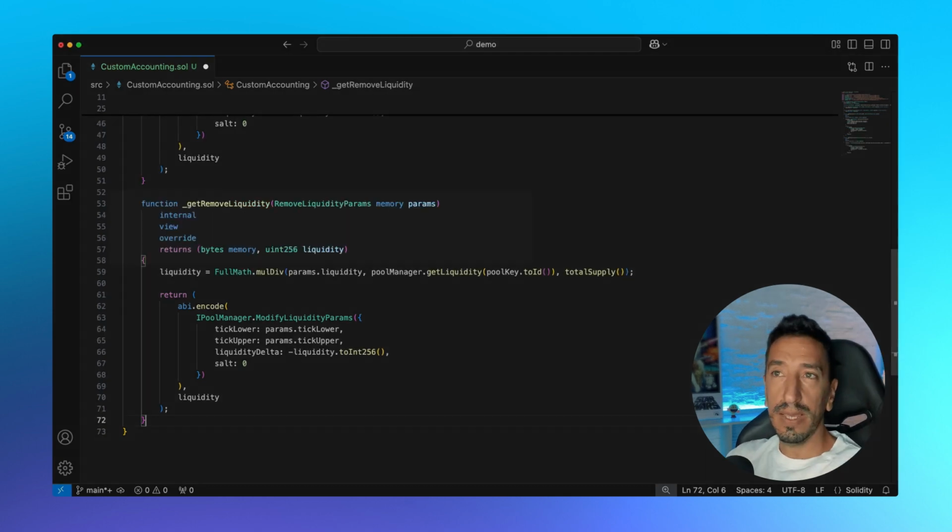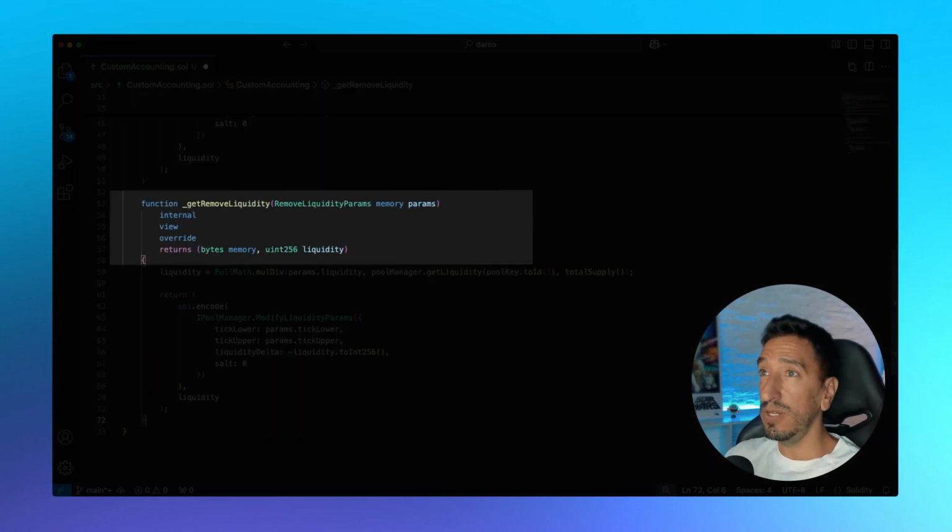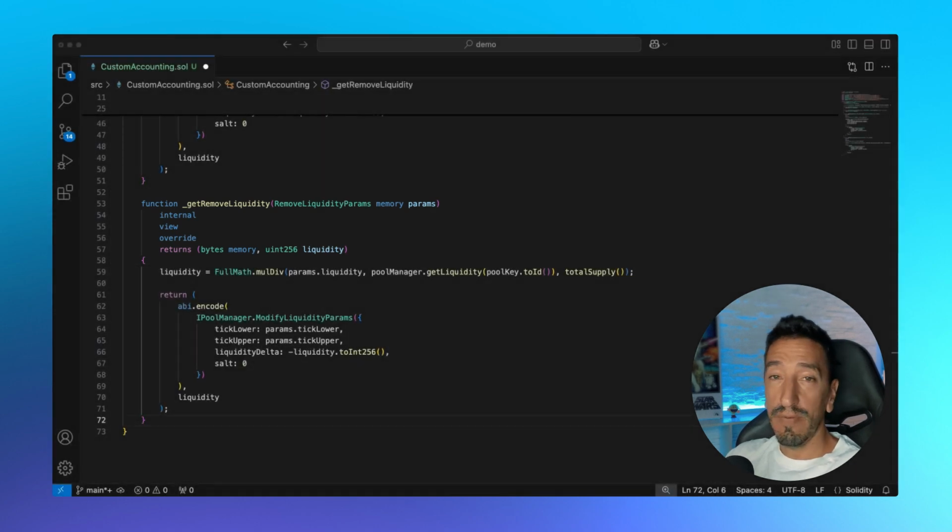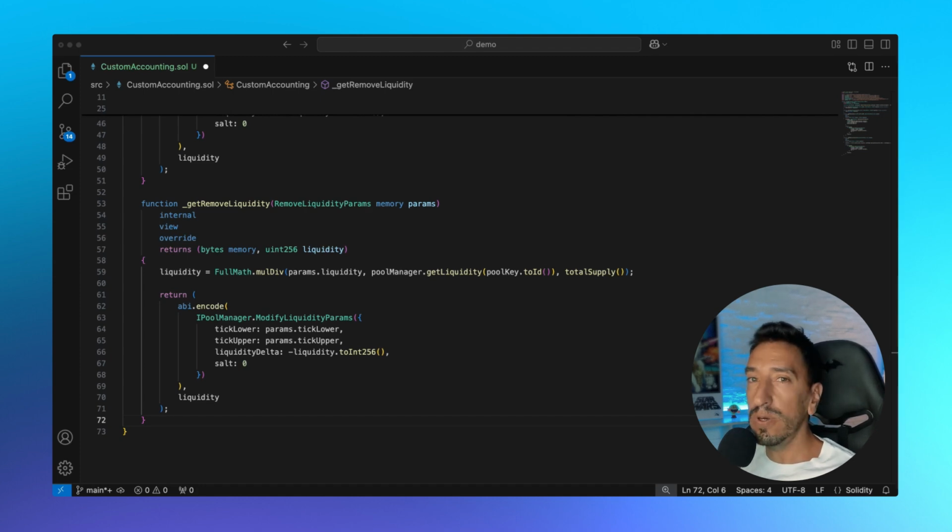And lastly, the get remove liquidity that, similar to the get add liquidity, will be called by the remove liquidity function. In this example, the code does the maths to calculate the user shares, and this will determine how many tokens should be burned. This hook is very useful as a single entry point to add or remove liquidity, but you have to consider that it works with just one pool key.